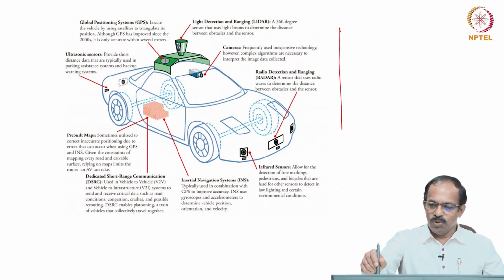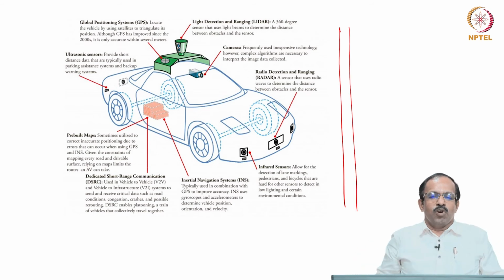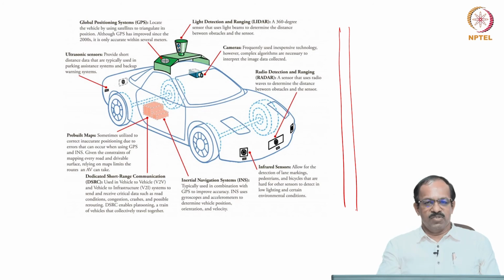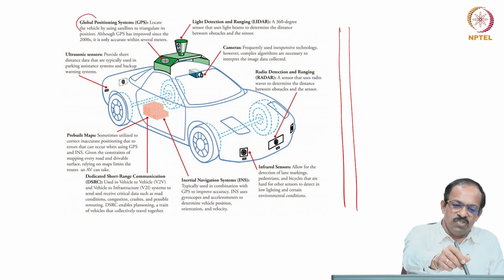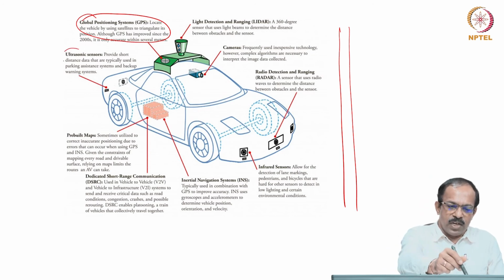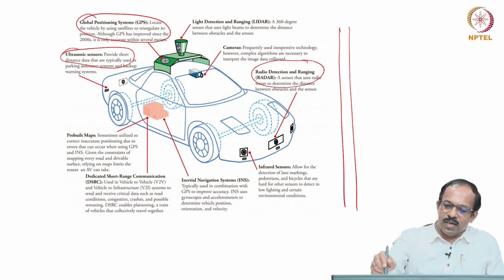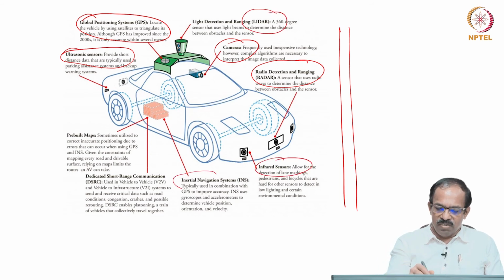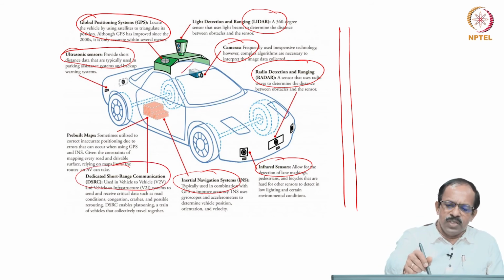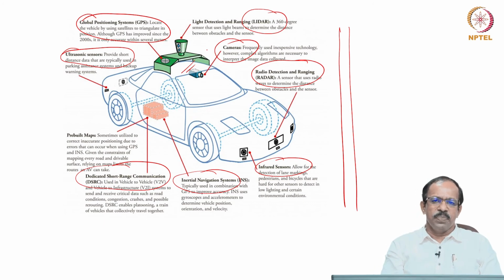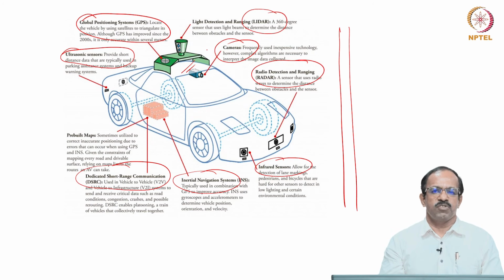So you can see, suppose you want to give a perception of the environment to the robot. In the case of an autonomous car like this, there need to be so many sensors. For the positioning system, you use a GPS sensor. Then ultrasonic sensors to look for obstacles or objects around. Then you have the radar, the cameras, the LiDAR, infrared sensors, inertial navigation system, dedicated short range communication, and many other things also. You need so many sensors in a robot to get the information from the surroundings.